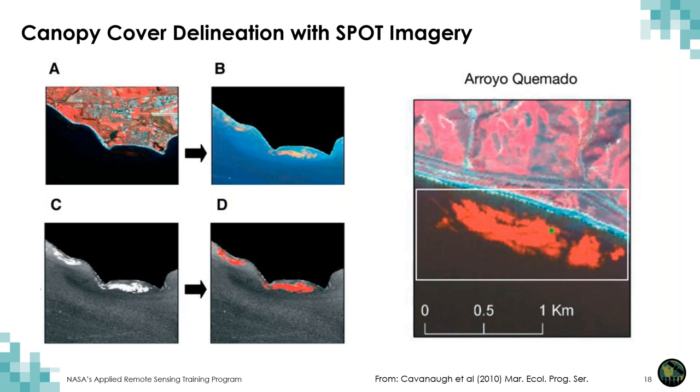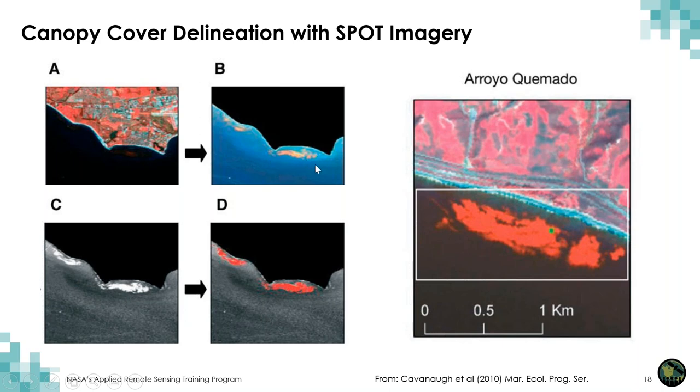from 2010, and they applied principal component analysis to the SPOT 5 imagery at 10 meters spatial resolution from Southern California to delineate some of the canopy cover. And as we go through the different parts here, particularly in the left hand figure, A shows a false color image here after atmospheric and geometric correction and georeferencing. B here shows the resampled image with a cloud and land mask applied.